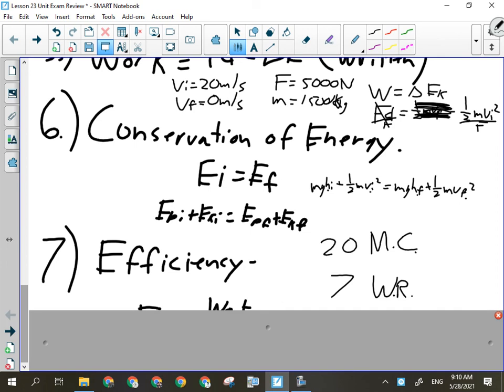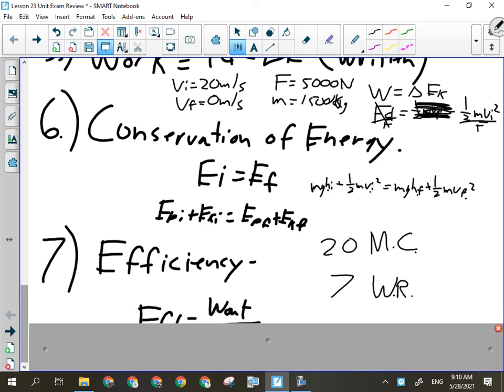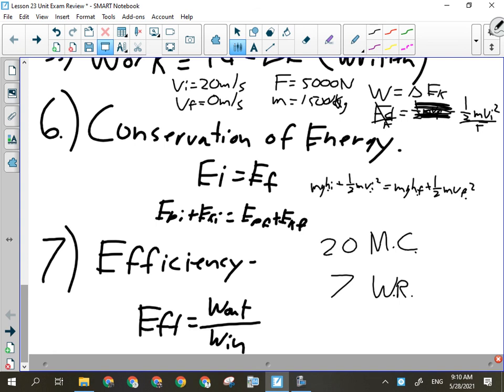All right, and then we have efficiency. Basically you just need to understand how it works. There could possibly be a very simple problem in the multiple choice, but the formula is on the front of the test. So remember that efficiency is work out divided by work in, or energy out divided by energy in.